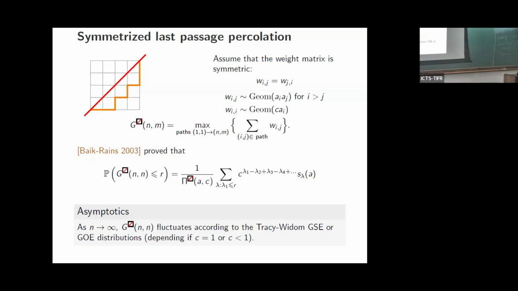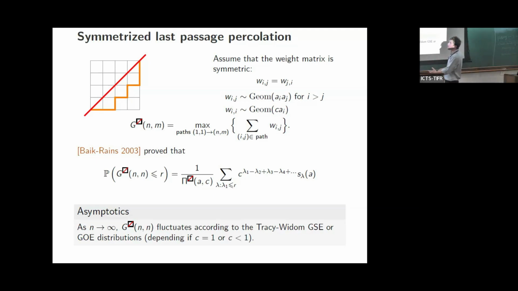Okay, so now I want to talk about variations of the last passage percolation problem. What I've explained so far was understood a few years before 2000, or around 2000. And around that time, really soon after, people looked at variants of the model of last passage percolation. One very natural thing to look at, for instance, is to assume that the matrix W of weights is symmetric, W_ij equals W_ji. And then it turns out that one can play exactly the same game using RSK.